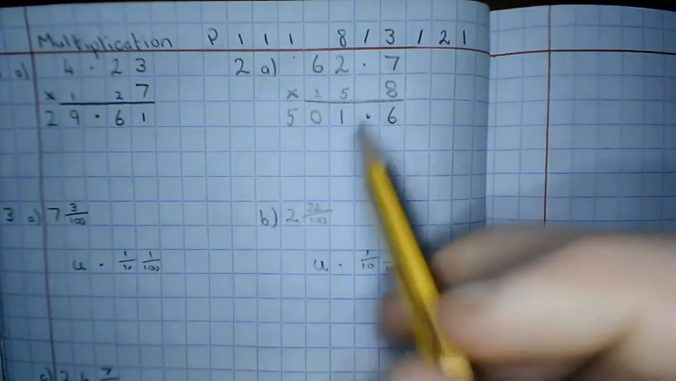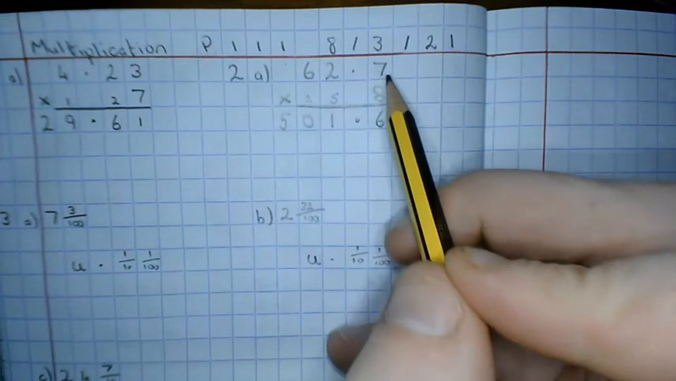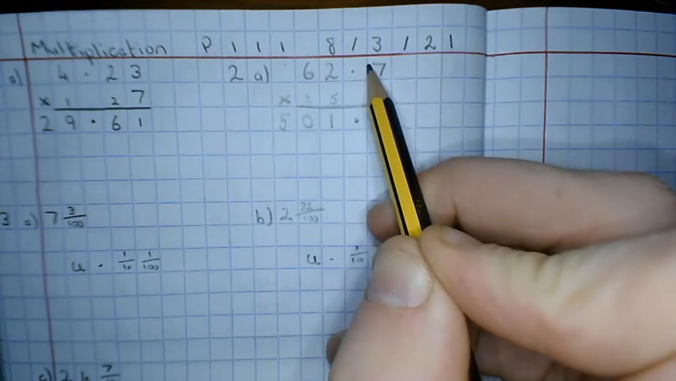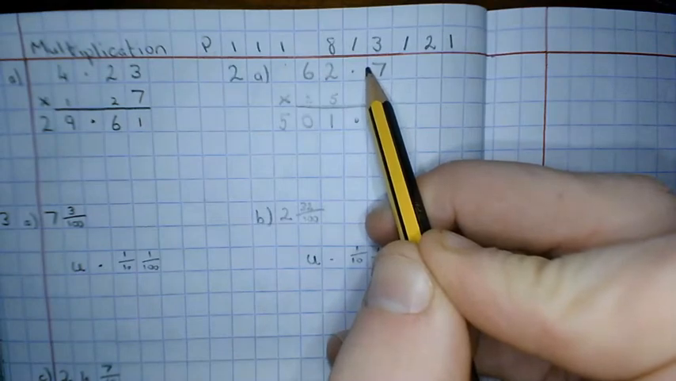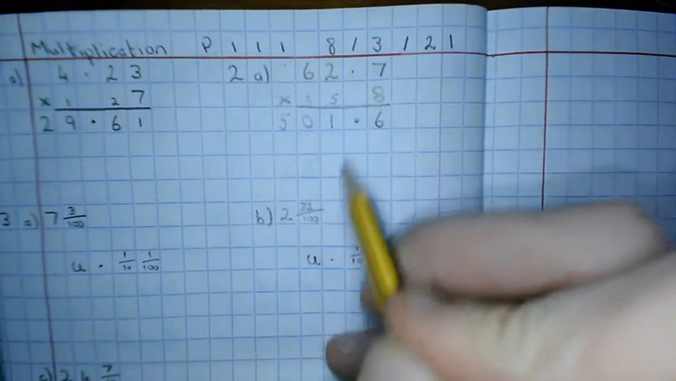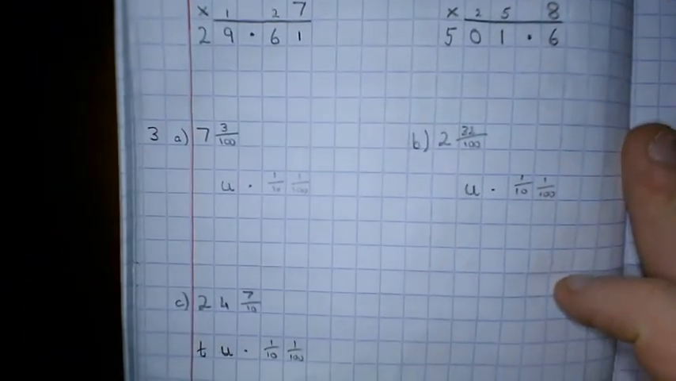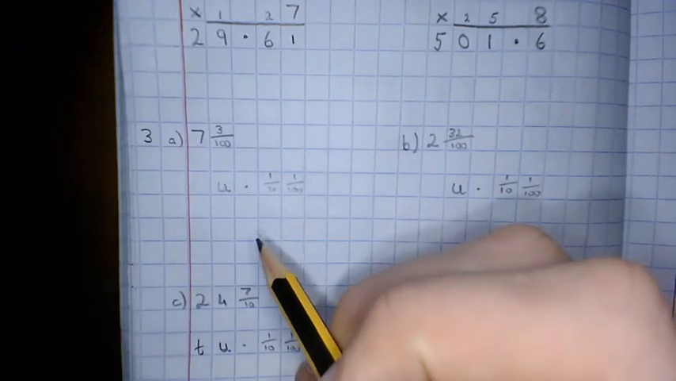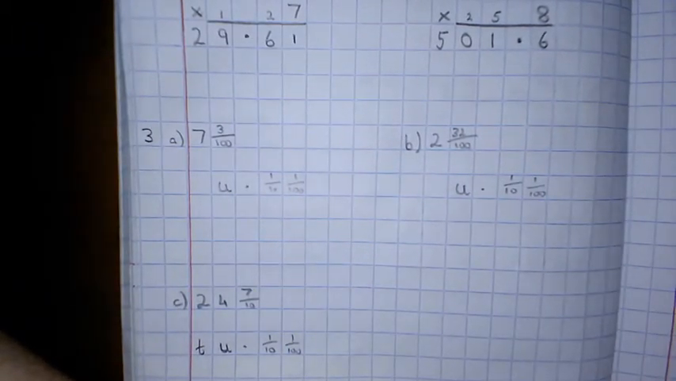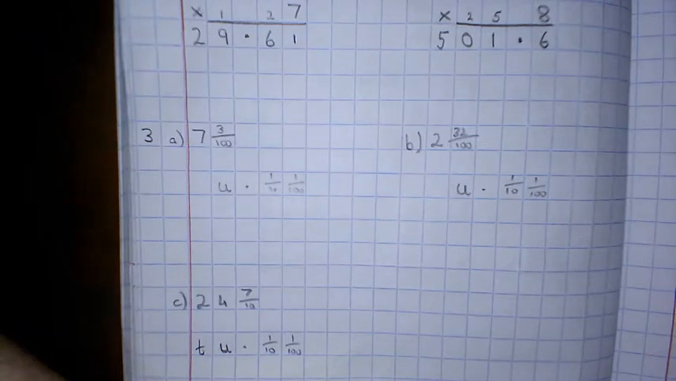So you just need to be careful to see how many spaces the decimal point is in the question, and that will help us then know where to put the decimal point in our answer. And then for 3, they don't give us the decimal number. We have to figure out what the fraction is as a decimal.